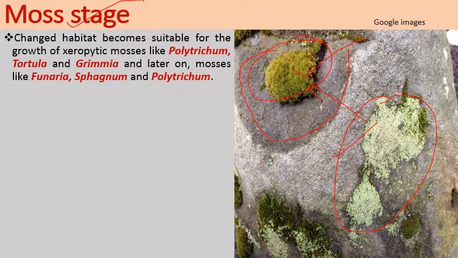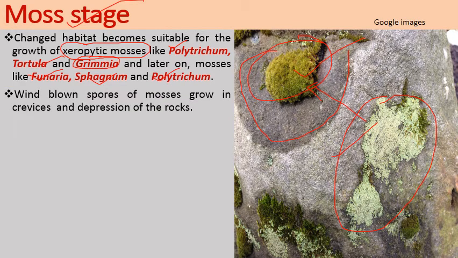So change habitat becomes suitable for the growth of firstly xerophytic mosses, which means they can withstand the dry conditions. इसमें आते हैं हमारे पास examples polytrichum, tortula and grimmia. Later on these xerophytic mosses are followed by normal mosses which require water like funaria, sphagnum and polytrichum species.